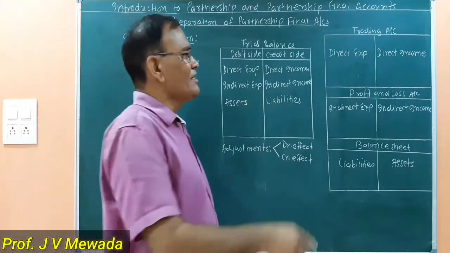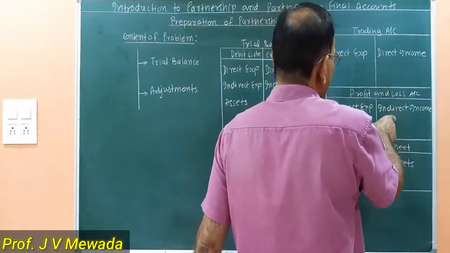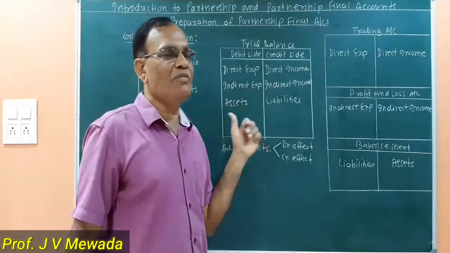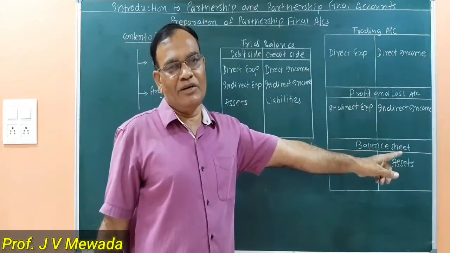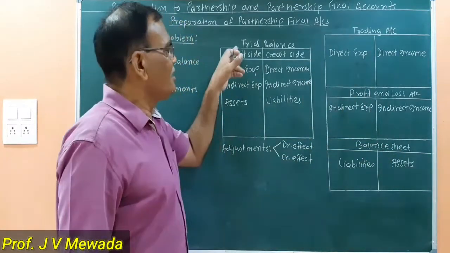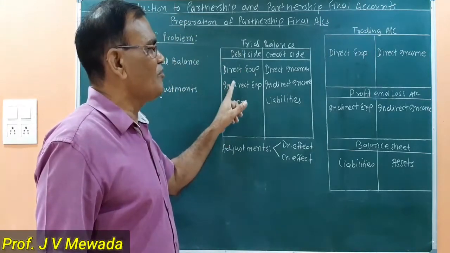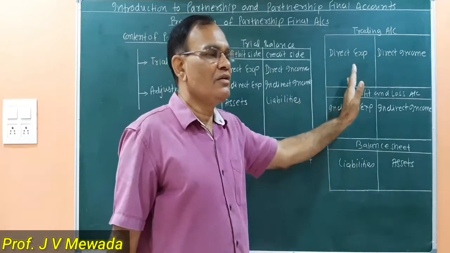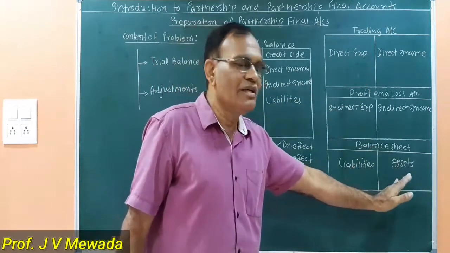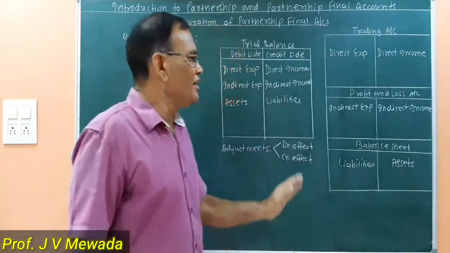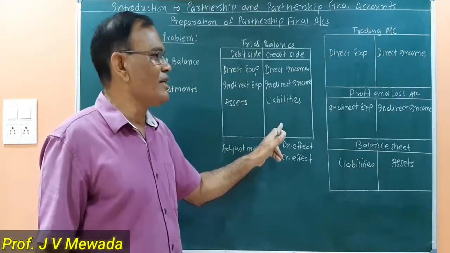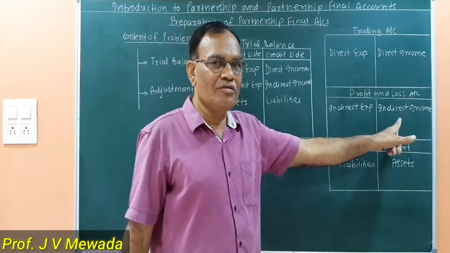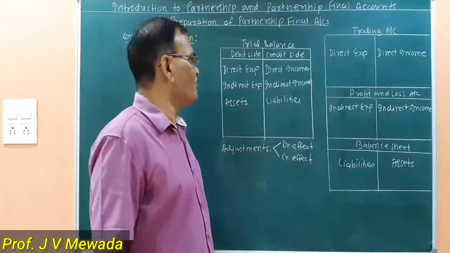And then we have these accounts: trading account, profit and loss account, and balance sheet. We have to post each and every item of the trial balance in the final accounts. So how are we doing this? Let us see the debit items first. Debit items will find their place on the debit side, either in the trading account, the profit and loss account, or on the asset side. And the credit items find their place on the credit side of the trading account, or on the credit side of the profit and loss account, or on the liability side. So let us see one by one.